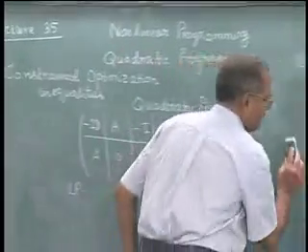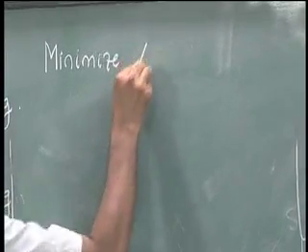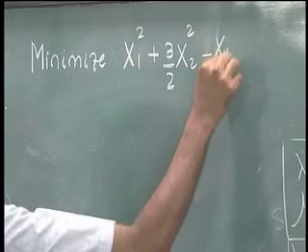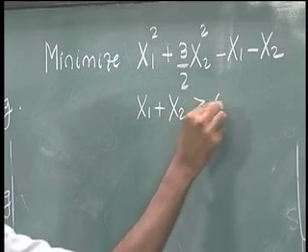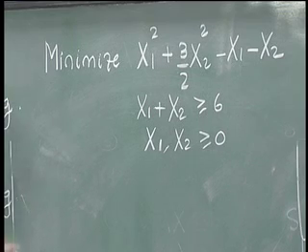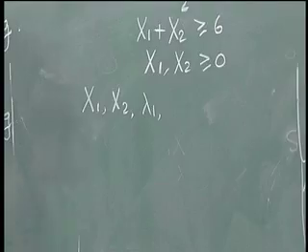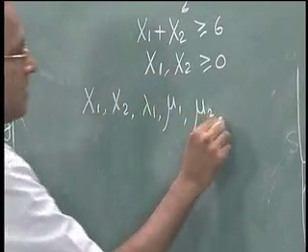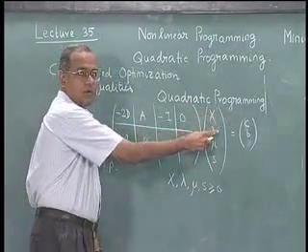So, the numerical example that we would have is this: minimize x1 square plus 3 by 2 x2 square minus x1 minus x2 subject to the condition x1 plus x2 greater than or equal to 6 and x1, x2 greater than or equal to 0. Now, there are two variables, x1 and x2, that we have. There is a single constraint, so there is a lambda 1. Since there are two variables x1 and x2, there are two Lagrangian multipliers mu1 and mu2, and since there is only one constraint here, you get an S1. So, these will be the set of variables that we will have for x, lambda, mu, s: x1, x2, lambda 1, mu1, mu2, S1.